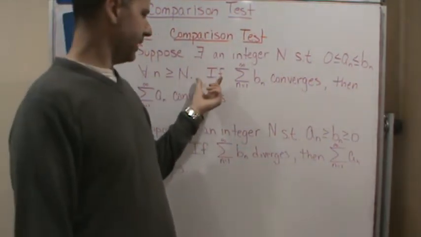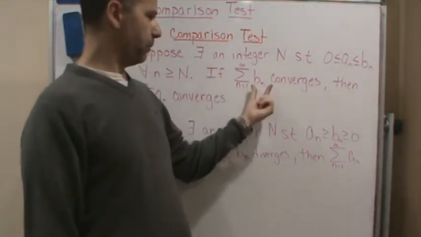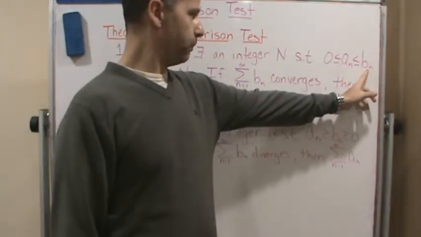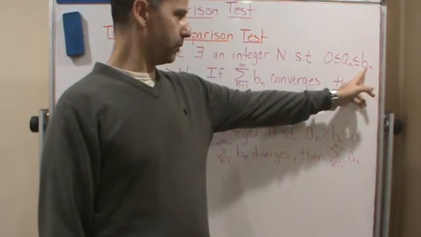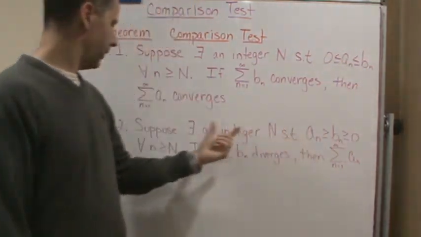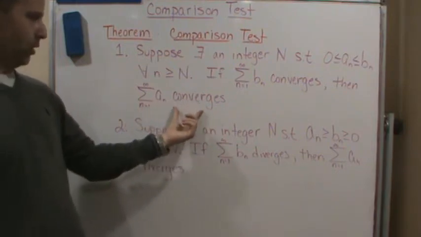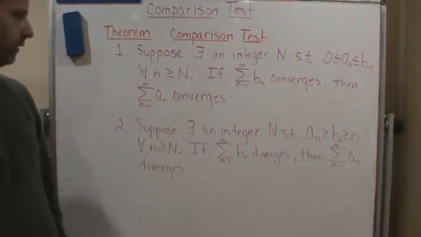Then, in that case, if the series with b sub n converges, which is bigger, right? All the terms are bigger, then that would mean that the other series of a sub n also converges, okay?